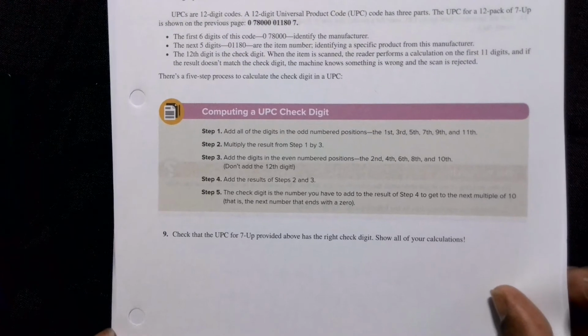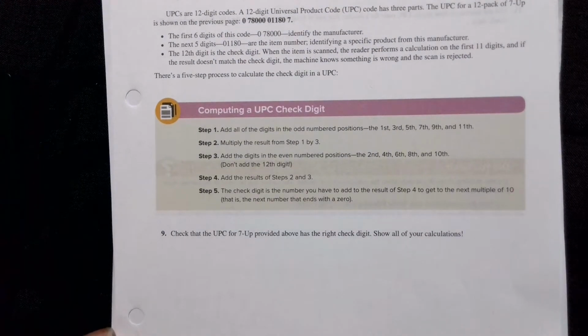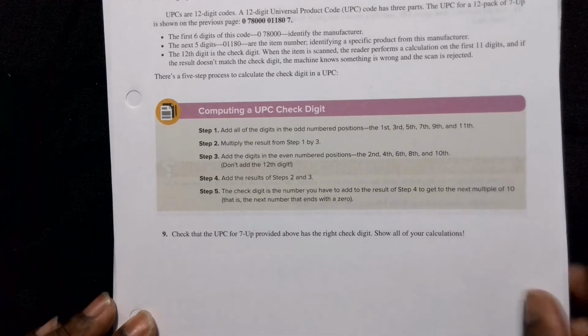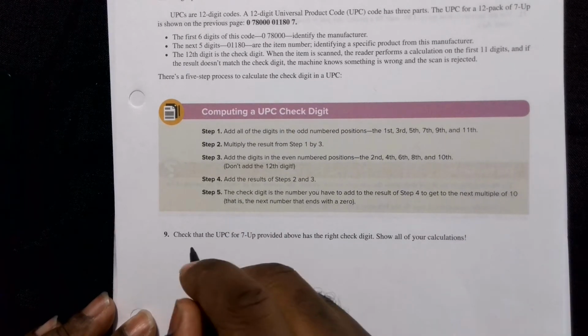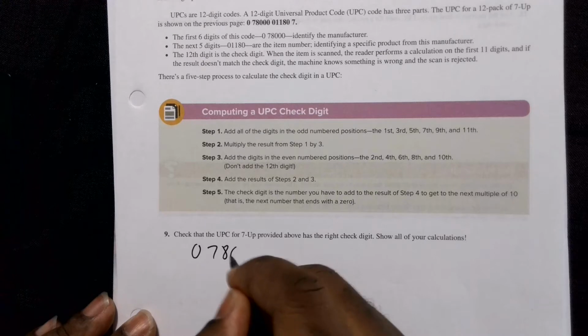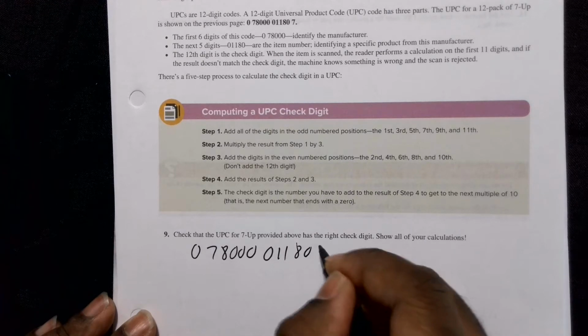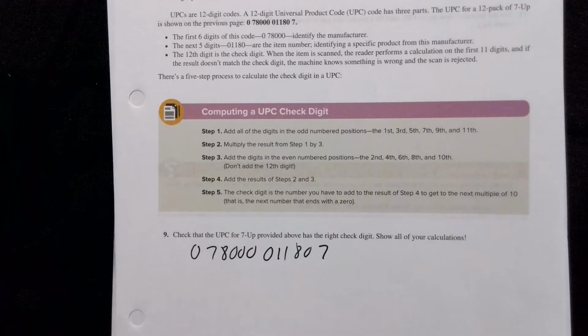Now we're going to apply this. It says check that the UPC for 7-Up provided above has the right check digit. Show all of your calculations. So let's write down the UPC for 7-Up. It's 078 000 011807.